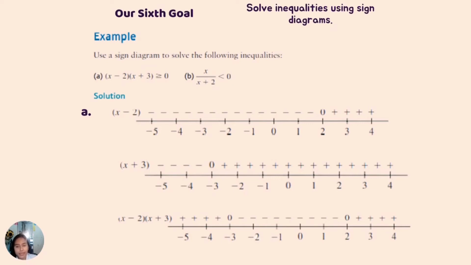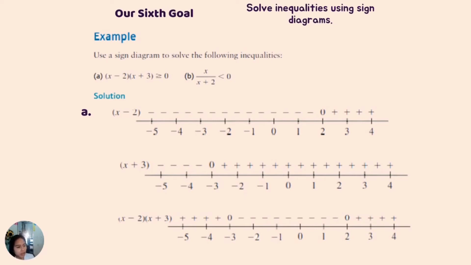For example, when x is equal to 4, the factor takes a value greater than 0. These results are illustrated in the number line. As you can see in this solution, for the quantity x minus 2, we put 0 on the number 2, and we put a plus sign on the right side of 2 and a negative sign on the left side of 2. So that's it.